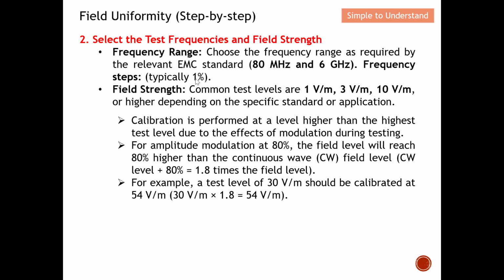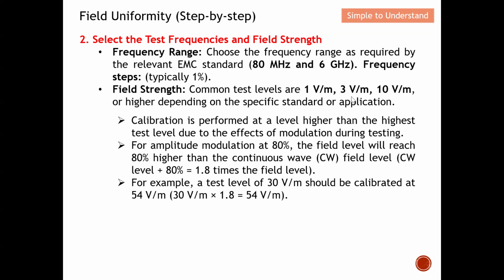Most of the time, we do a frequency step of 1%. Next, we need to determine the field strength, or the field signal. Most of the time it's 1 volt per meter, 3 volt per meter, or 10 volt per meter. For me, the popular one is 3 volt per meter for commercial products, and 10 volt per meter typically for industrial products. But most of the time, in order to ensure that we pass the test, we go as high as possible.